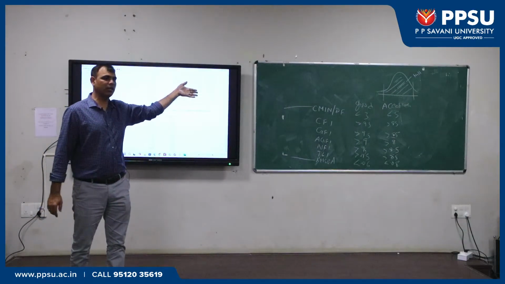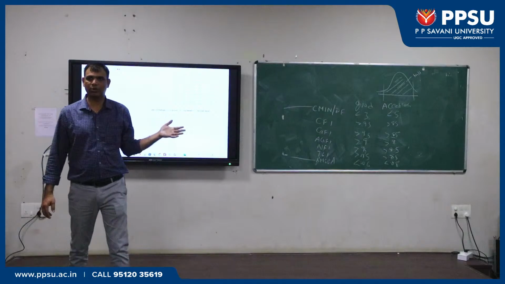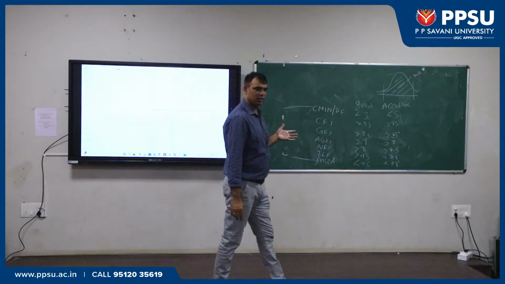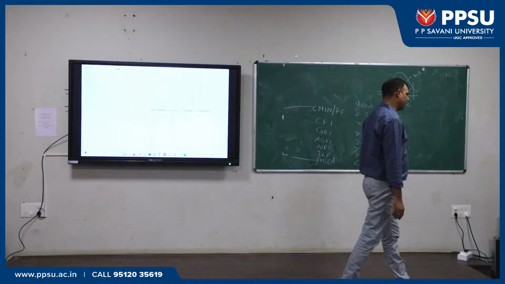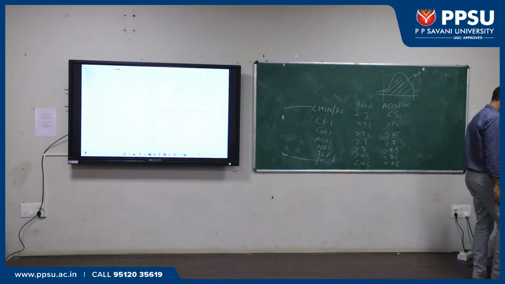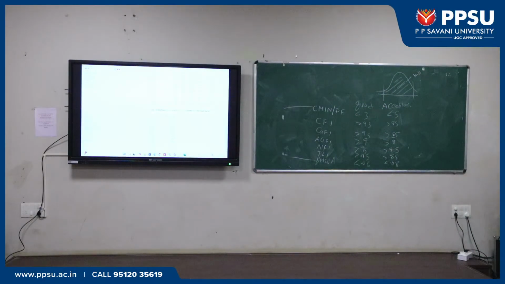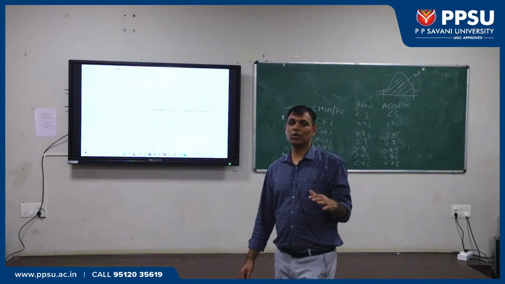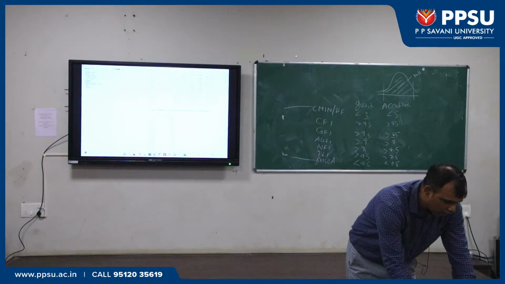CMIN/DF is a badness of fit, so it should be less than 5. GFI should be greater than 0.85, CFI greater than 0.85, AGFI greater than 0.8, TLI and NFI greater than 0.85, and RMSEA should be less than 0.08. Where will you get this? Go to model fit.